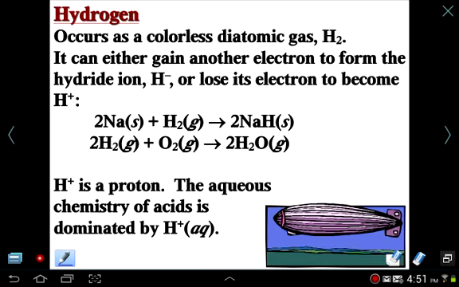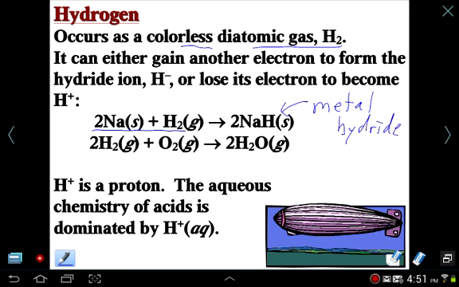Let's take a quick look at hydrogen. This should be something familiar to you, but hydrogen is a colorless diatomic gas. And hydrogen can do both things. Hydrogen can accept an electron, or it can lose an electron. It'll accept an electron whenever it's reacting with metals. So you form what's called a metal hydride. In this case, we form sodium hydride.